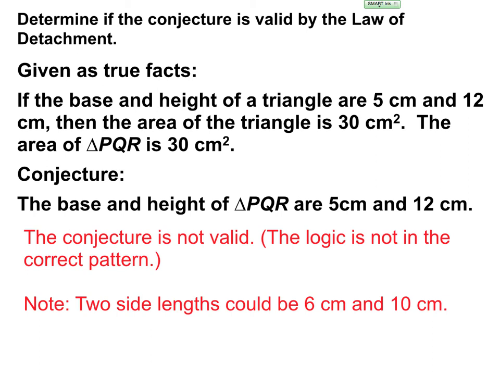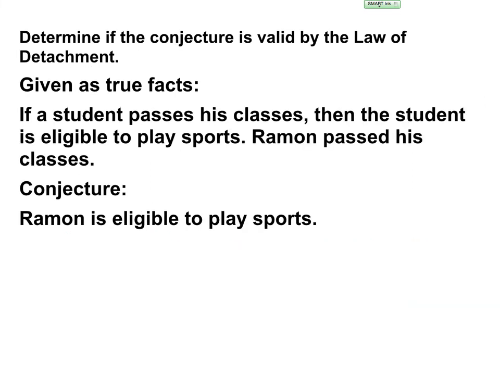What was the P part? Well, the base and the height being 5 and 12, the area is 30. So then I should have said I have a triangle with 5 and 12 as the base and height, but that's not what was there. These 2 are backwards. Try this one.